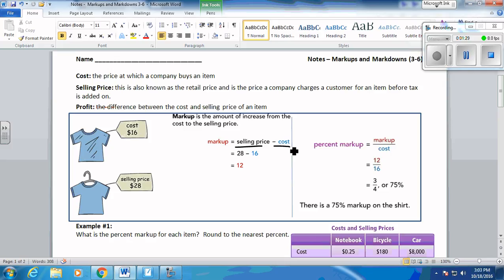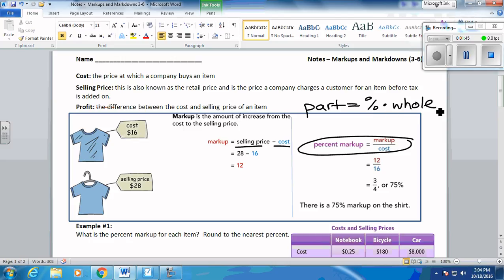Now what they're really doing, where this is coming from, is our part equals percent times whole formula. If I was to write our formula that we've been using, part equals the percent times the whole, if I wanted to get the percent by itself, I would divide both sides by the whole, which would leave me with the percent markup equal to the part divided by the whole. So the markup is the part, the cost is the whole.